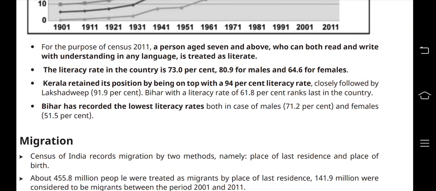For the purpose of Census 2011, a person aged 7 and above who can both read and write with understanding in any language is treated as literate. The literacy rate in the country is 73%, 80.9% for males and 64.6% for females. Kerala retained its position by being on top with a 94% literacy rate, closely followed by Lakshadweep, 91.9%. Bihar, with a literacy rate of 61.8%, ranks last in the country. Bihar has recorded the lowest literacy rates both in case of males, 71.2%, and females, 51.5%.